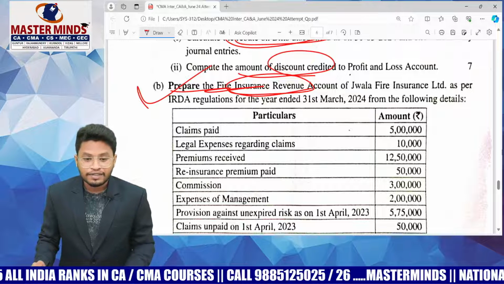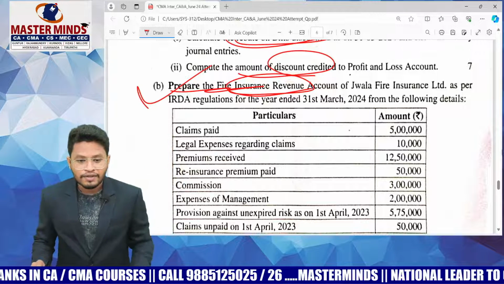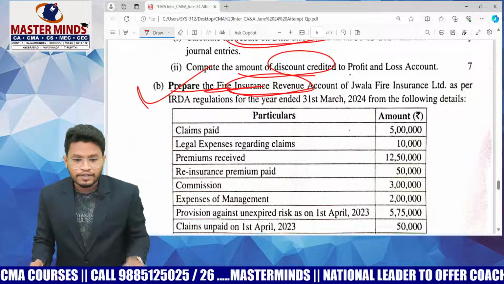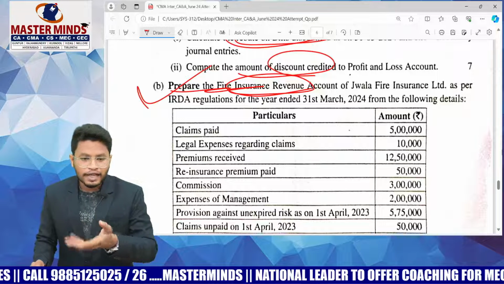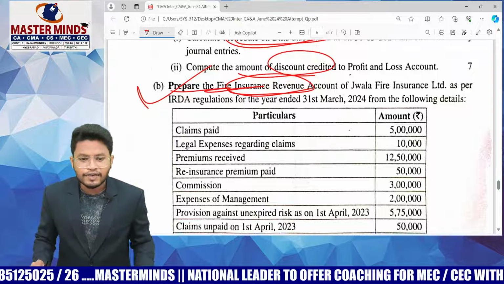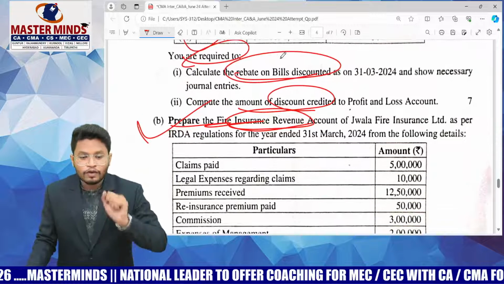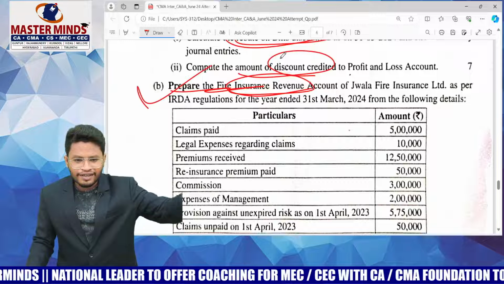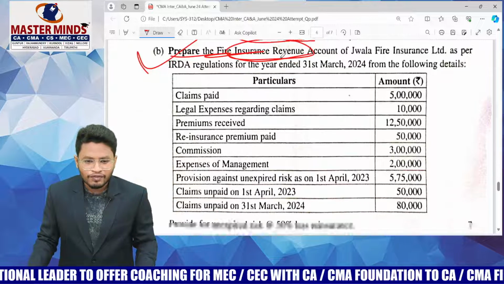We have said that ICA is not following their weightage. If you see the weightage of these three chapters, banking company, insurance company, and electricity companies, they have given only 10% weightage out of 50 marks. But now see here, from these two chapters itself, 14 marks were given. So they are not following the weighted percentage.